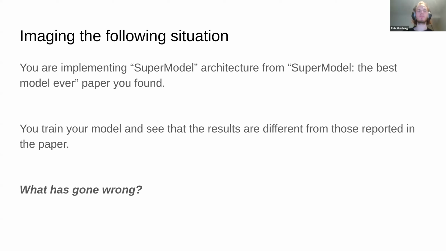So imagine you're implementing a paper or a model called supermodel, from a paper called "Supermodel, the best model ever," that you found on arXiv or somewhere else. You train your model and you see that the results are different from those reported in the paper. Like they showed an accuracy of 99.99 and you got 98 or 97, for example. So what has gone wrong? What are your thoughts? What could be wrong?